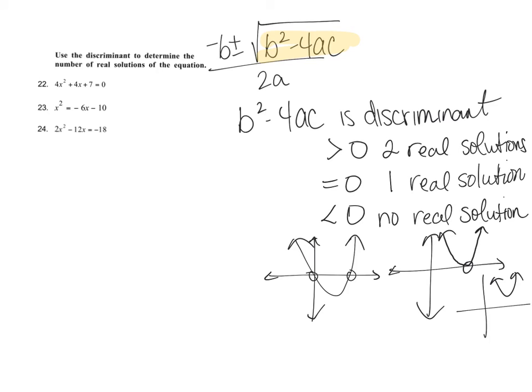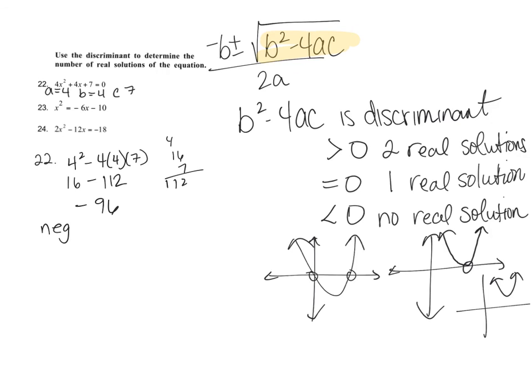So these problems ask you to use the discriminant to determine the number of real solutions. So we only have to do the b squared minus 4ac part. So a is 4, b is 4, and c is 7. So for number 22, I get 4 squared minus 4 times a, which is 4, times c, which is 7. So that's 16 minus 16 times 7, that's 112, which gives me negative 96. And negative 96 is less than 0, which means there's no real solutions.